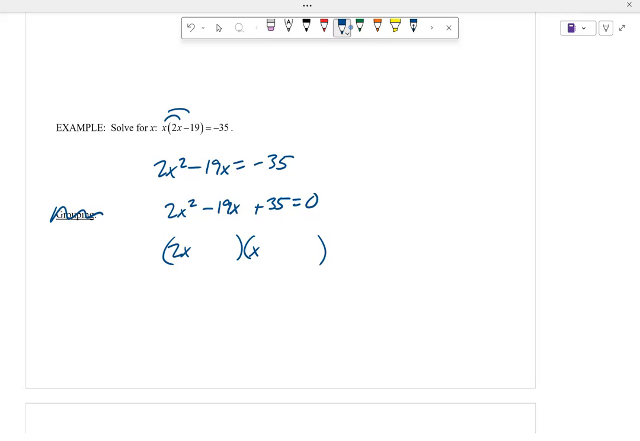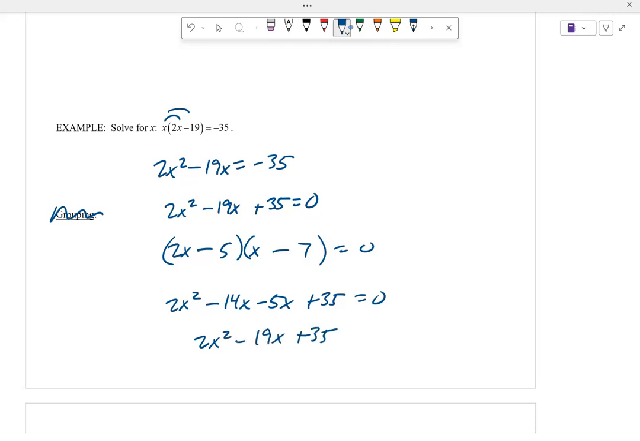So I'm going to try, how about 5 and 7? Again, it's either got to be positive or negative. And I'm seeing the negative 19x in the middle, so I'm going to guess that. Let's see if that works. 2x squared minus 14x minus 5x plus 35 equals 0. That's it. Okay, we got lucky.